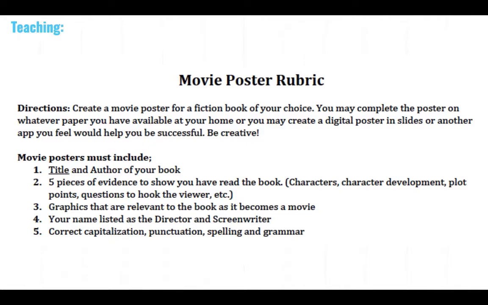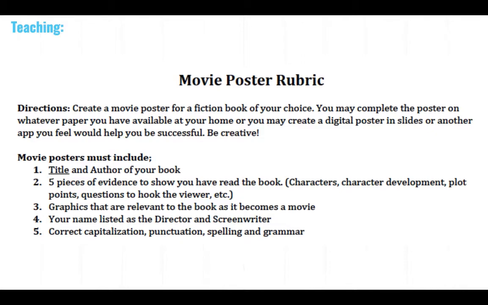There are 5 things that your movie poster must include. You must have the title and author of your book, and you need 5 pieces of evidence to show you've read the book. So think about characters or character development, plot points, questions to hook the viewer, things like that. You need graphics that are relevant to the book as it becomes a movie. So if your book does not have a lion in it, there should be no lion in your movie poster. The graphics need to connect to the story.